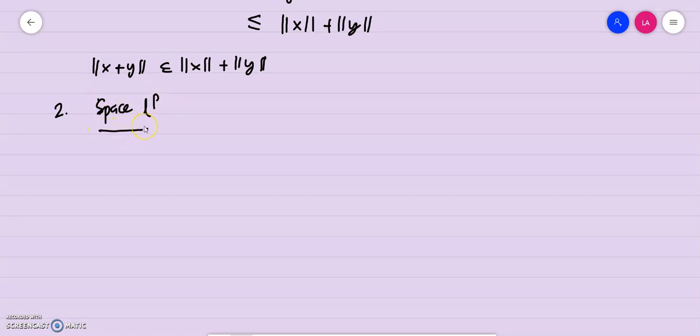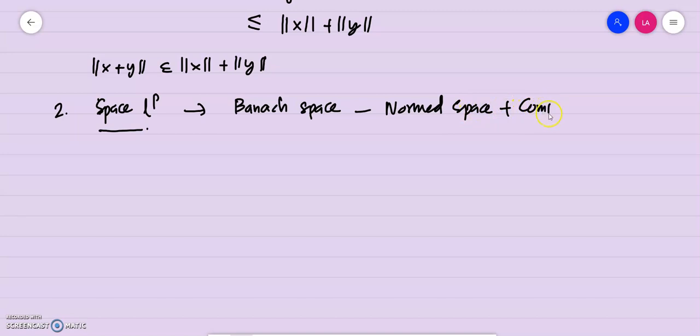LP consists of the element sequences which is defined as such, and LP is a Banach space, meaning it is a normed space with completeness property. Completeness property of this space has already been established, so the only thing you have to establish is that it's a normed space. So before getting on to much things, we have to define what is actually the norm.